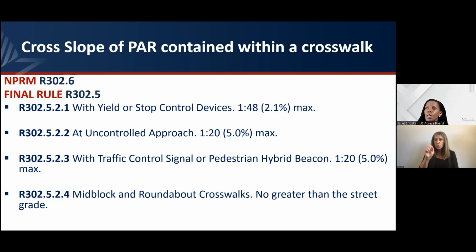R302.6. These requirements for cross slopes are dependent on the location of the crosswalk. With yield or stop control, we allow for 2.1% max. At an uncontrolled approach, we allow for 5% max. Traffic control signal or pedestrian hybrid beacon, we allow up to 5% cross slope at the crosswalk. And if your crosswalk is at mid-block or a roundabout, then the cross slope can be no greater than the street grade.